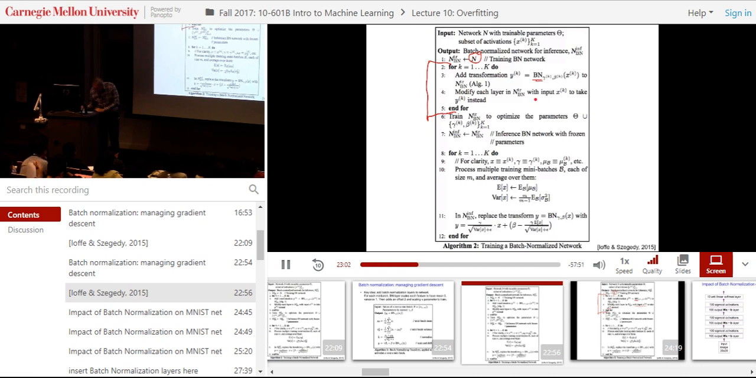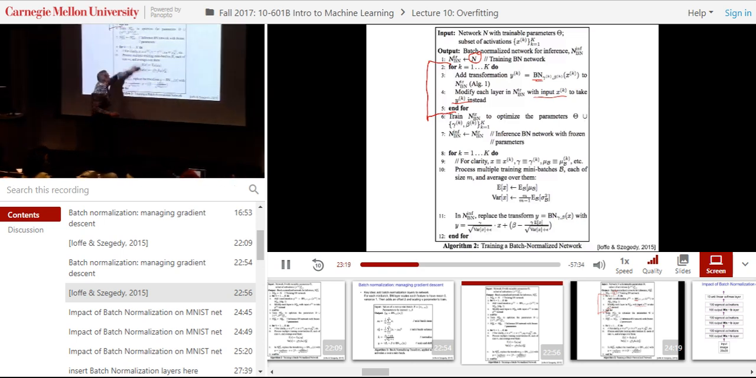When it inputs x, now you output y instead. So you insert those. And then when you train the network, you allow it to update the parameters theta of the original network, plus these gamma and betas, which are the things that allow the network to rescale. Okay, so then you train it.